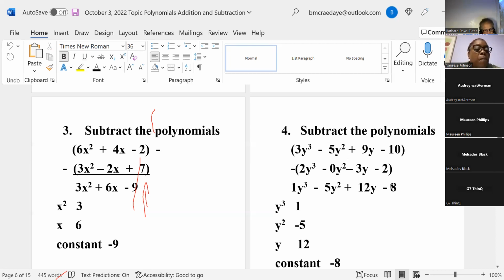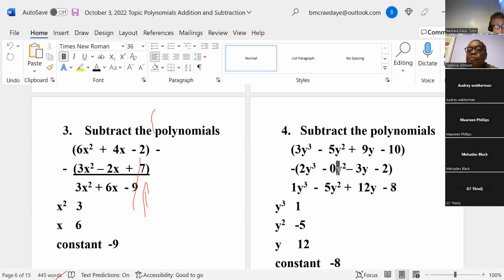May I ask you something, Miss Barbara? Constant is always 0, right? You said constant is always a 0? Nope, did not say that.